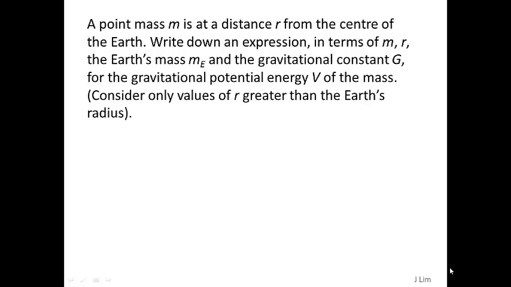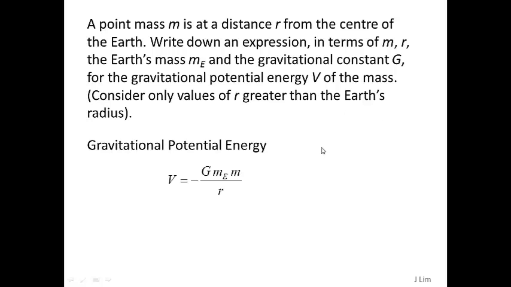A point mass m is at a distance r from the center of the Earth. Write down an expression in terms of m, r, the Earth mass Me, and the gravitational constant G for the gravitational potential energy V of the mass. Consider only values of r greater than the Earth's radius. Gravitational potential energy is given by minus G M_e m divided by r.